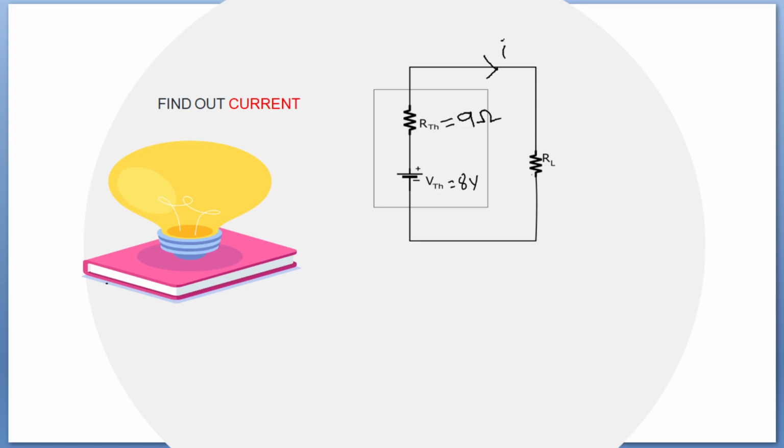Let I be the current flowing through the load resistor, which is IRL. So IRL is equal to 8 by 9 plus RL. This is the current flowing through the load resistor.